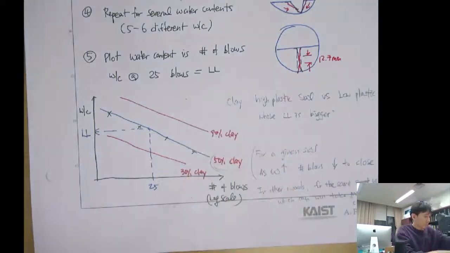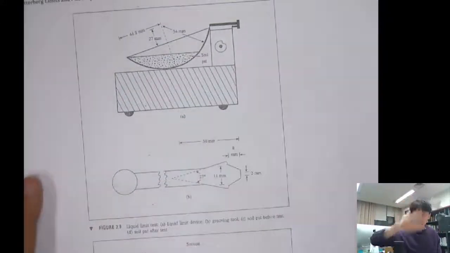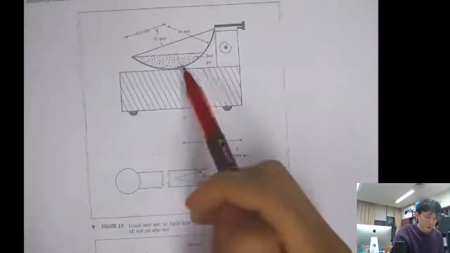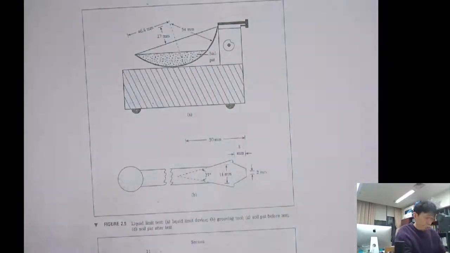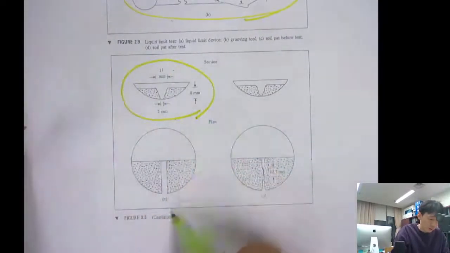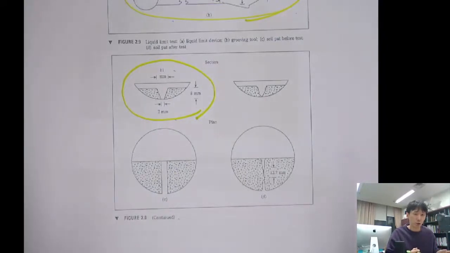Let's look at the handout. Later in this lecture note, you will find this one. This shows the section view of the Casagrande liquid limit device. When you put soil, you put the soil like this in the dish, and using this grooving tool, the grooving tool has this dimension. Then you can make a groove that looks like this. And when you look from the top, it's gonna look like this. So this is the initial position, initial shape, initial setting.